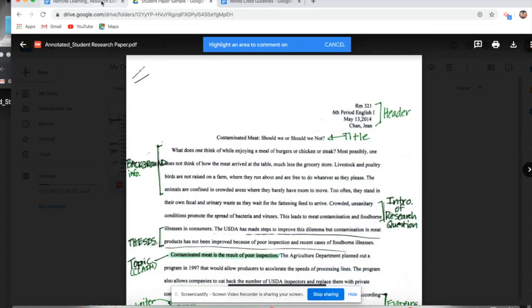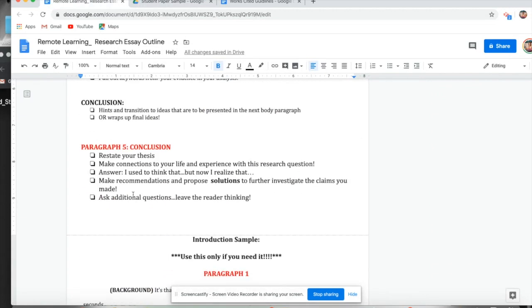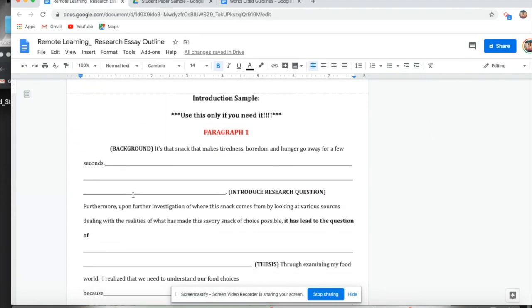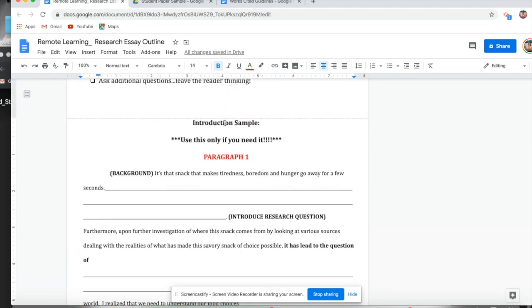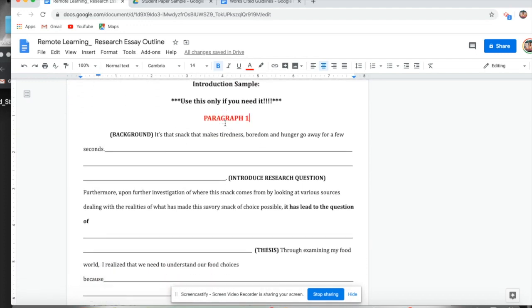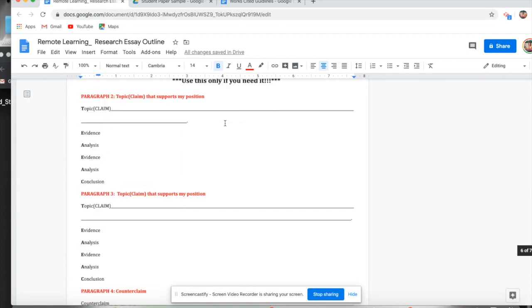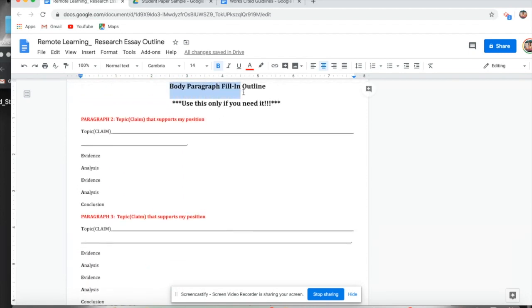And then I'm going to say one last thing before I wrap this up. I'm going to scroll to the bottom of this research outline. Notice how I said I provided an introduction sample. Use it only if you need it. And I mean that, you guys. If this is not helpful to you, then don't use it. I just put it there just in case. Okay. And last thing, this is not meant to confuse you. Okay. Only use it if you need it.